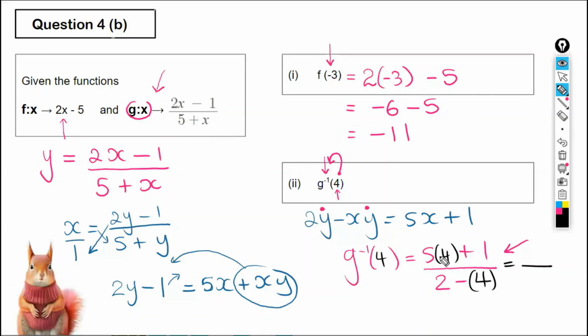Okay? 5 times 4 is, I'm getting, I hope I'm doing this correct, 21 on top and minus 2 underneath. I am getting minus 10.5. I don't know if that's correct.